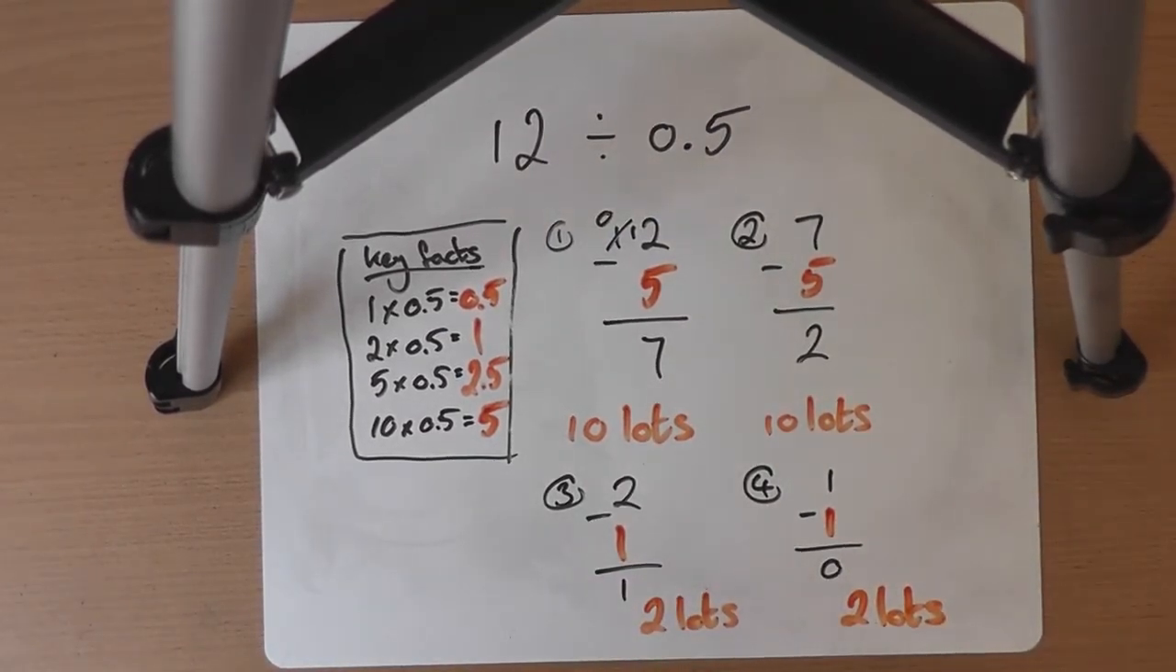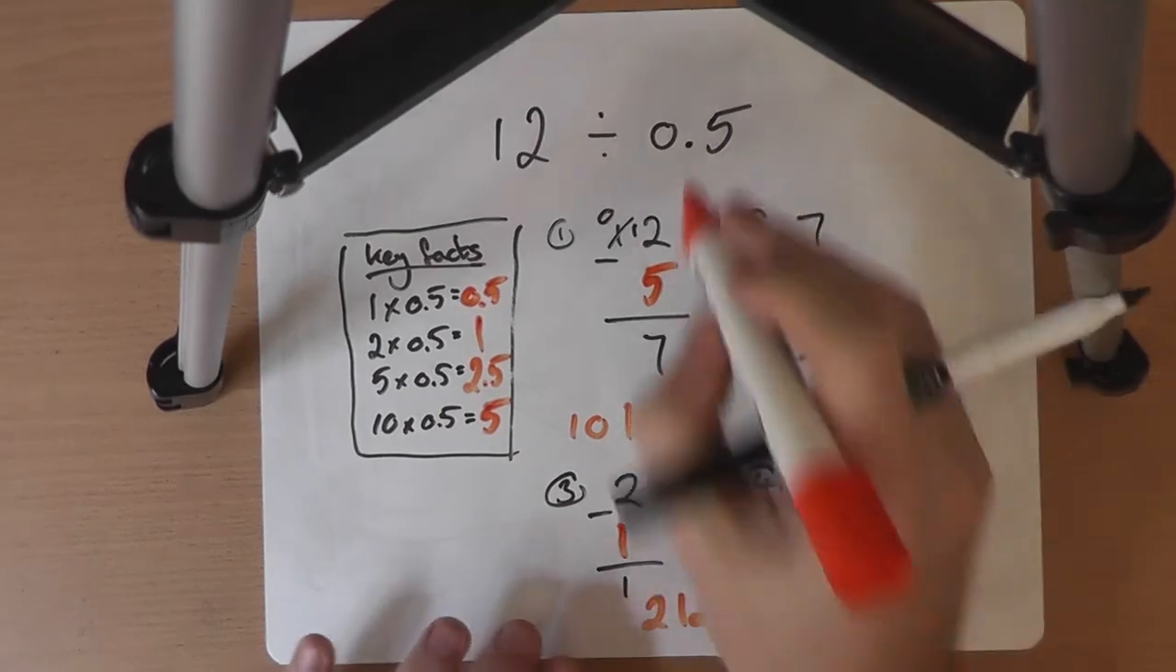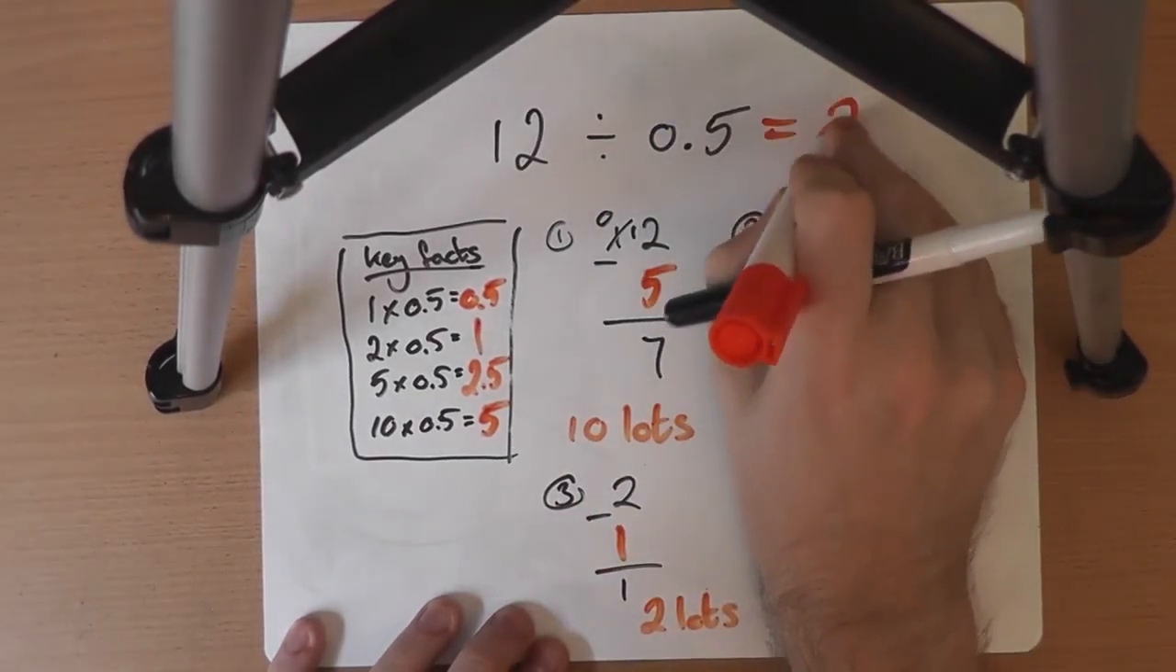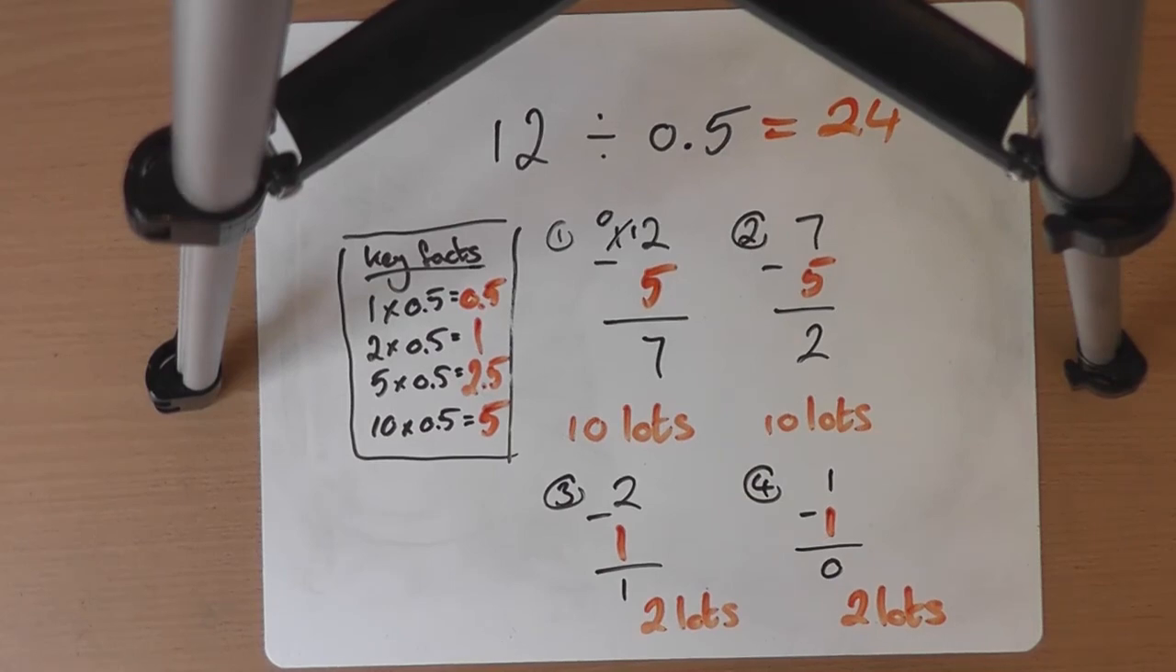So this question, 12 divided by 0.5, 12 shared between 0.5 people, piles, groups, doesn't really make sense. But thinking about that question in terms of how many 0.5s are there in 12? Well, that's 10, 20, 22, 24. 12 divided by 0.5 is 24.